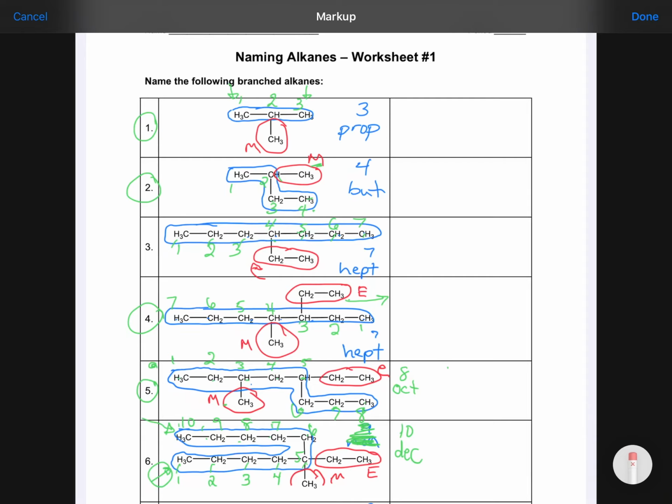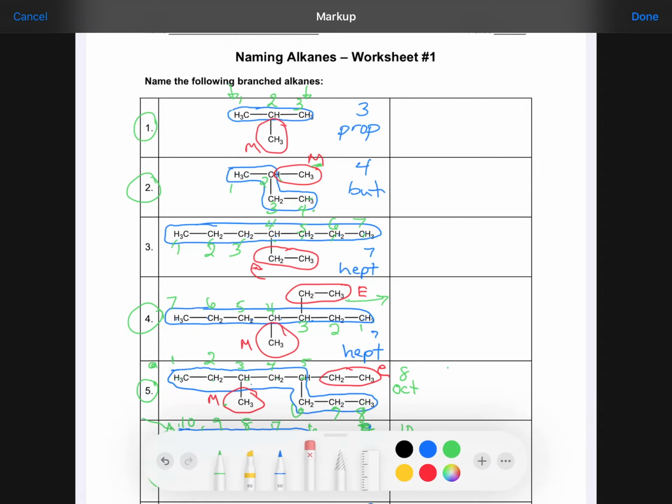So you have to start with the groups first. So this methyl is on the third carbon, so the name of this becomes 3-methyl, and then propane. So these are all alkanes. They'll end in ane. Here we have 2-methyl butane.